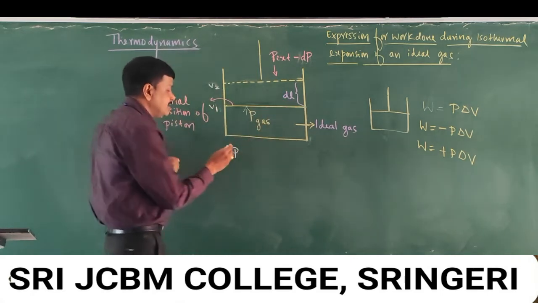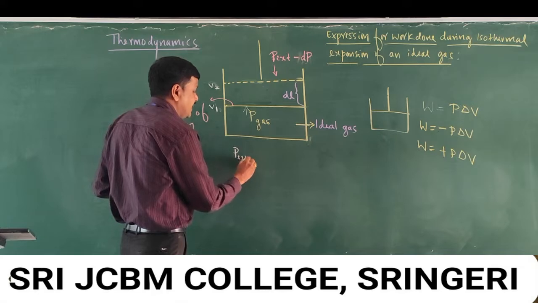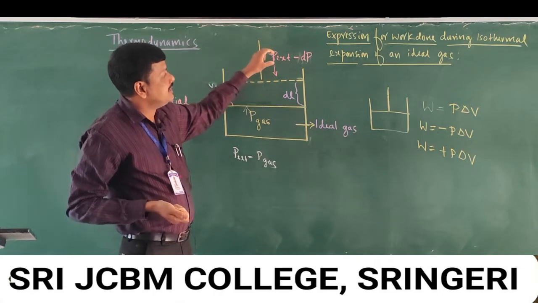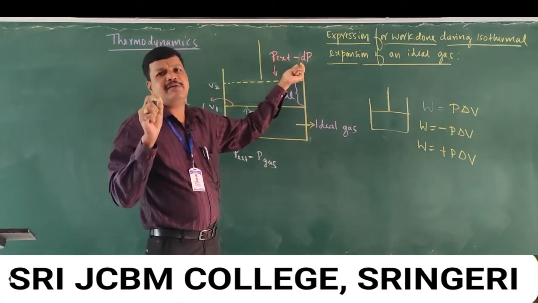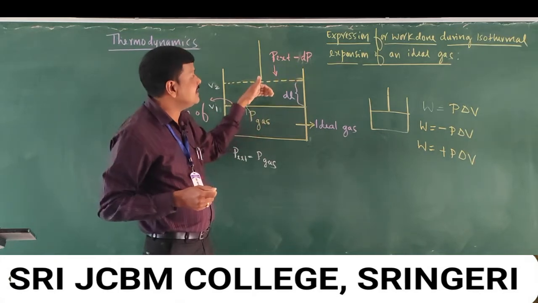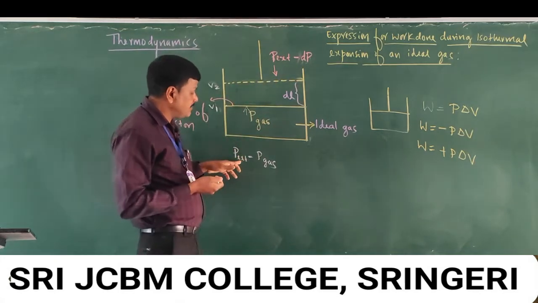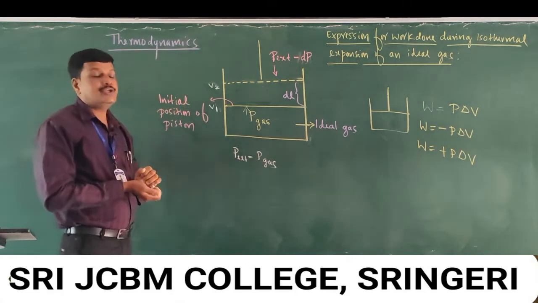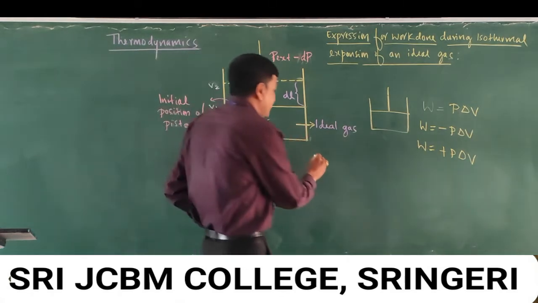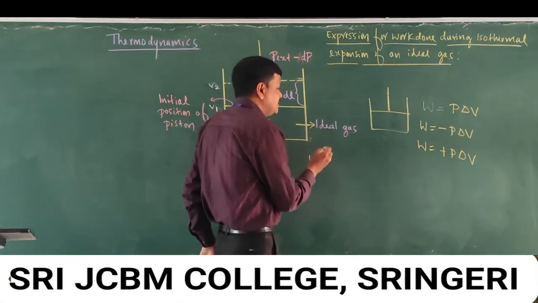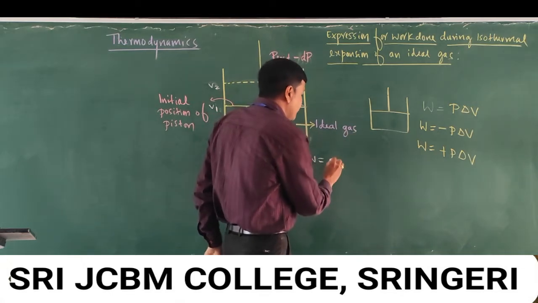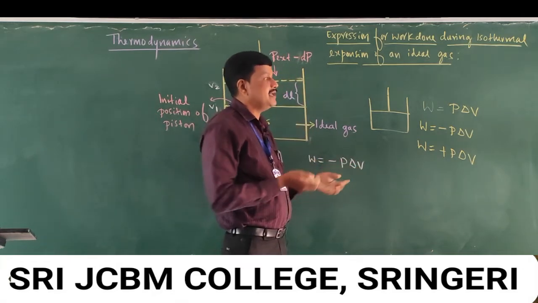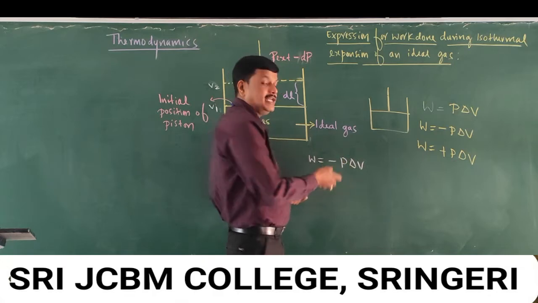So for all practical purposes, the external pressure is equal to the pressure of the gas. Here the external pressure is decreased by an infinitesimal amount dP, then the gas expands. So for practical purposes, external pressure is equal to pressure of the gas, right? The work done during this expansion is W equal to minus P delta V. So how is work done equal to minus P delta V?